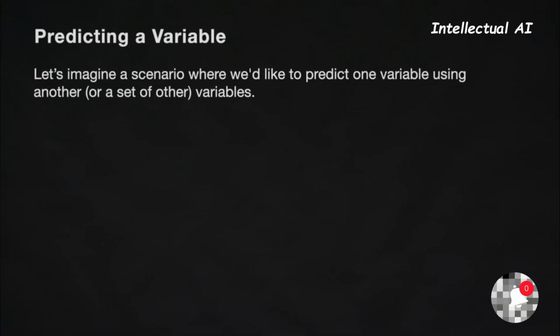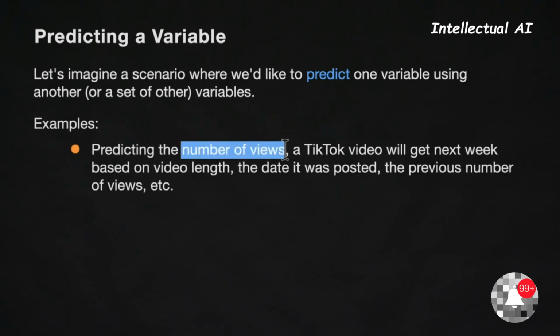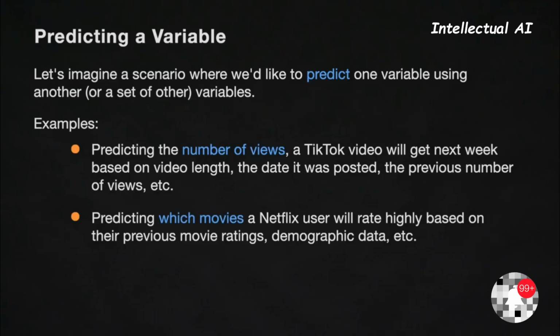Let's imagine a scenario where we'd like to predict one variable using another variable or a set of variables. For example, predicting the number of views a TikTok video will get next week based on video length, the date it was posted, previous number of views, etc. Another example would be predicting which movies a Netflix user will rate highly based on previous movie ratings, demographics, and other things.